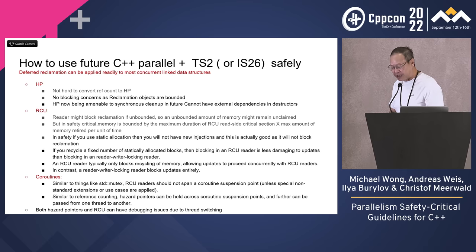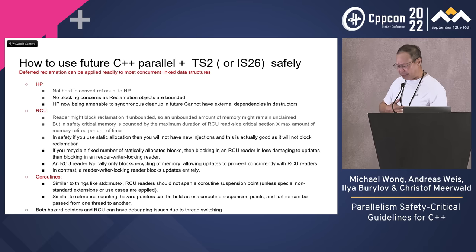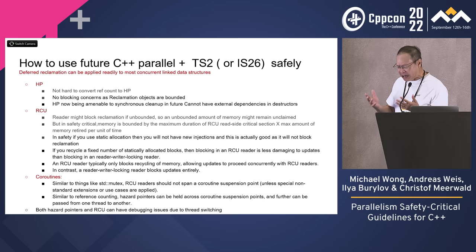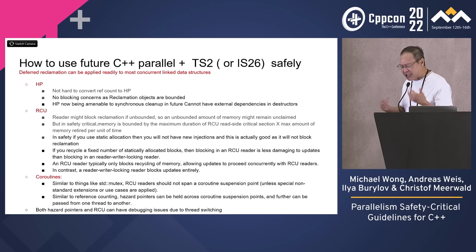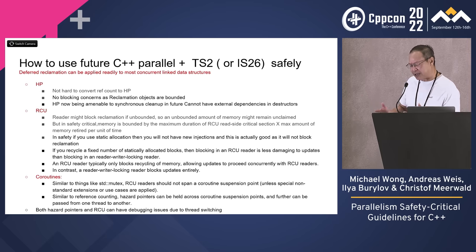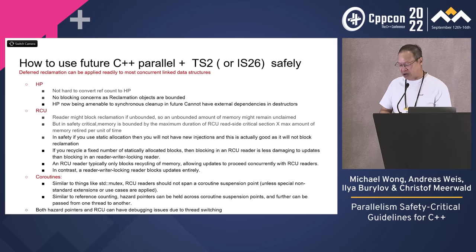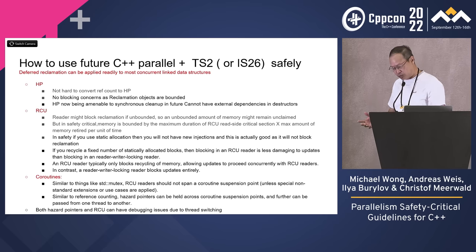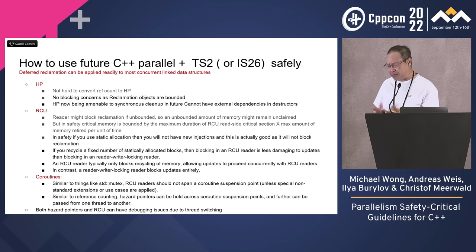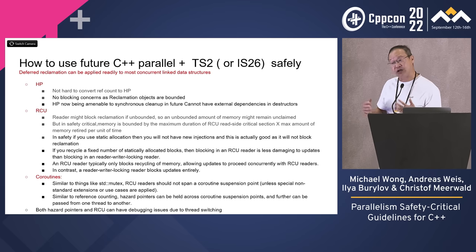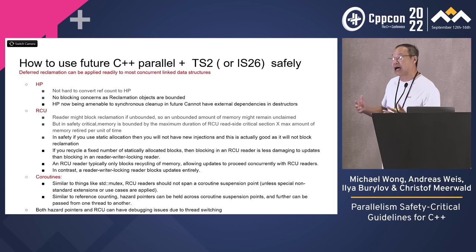Beautiful. If you recycle a fixed number of statically allocated blocks in an RCU reader, then it's less damaging to update than blocking in a reader-writer or locking reader. So an RCU reader typically only blocks recycling of memory, and it allows updates to proceed concurrently with RCU readers, whereas in contrast, a reader-writer lock reader blocks updates completely.